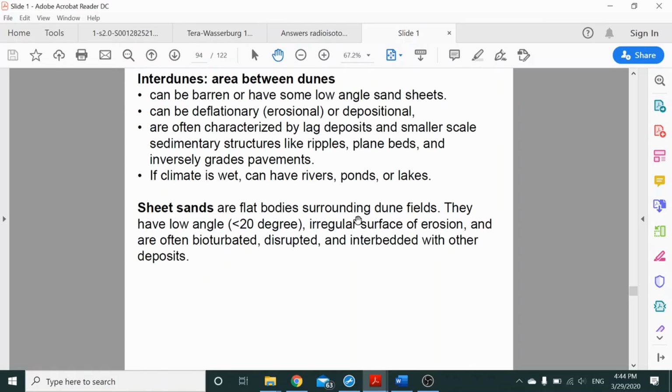Okay, so for the Eolian depositional system, what you need to know is how a desert forms on Earth, and what the characteristics of Eolian sediments are.